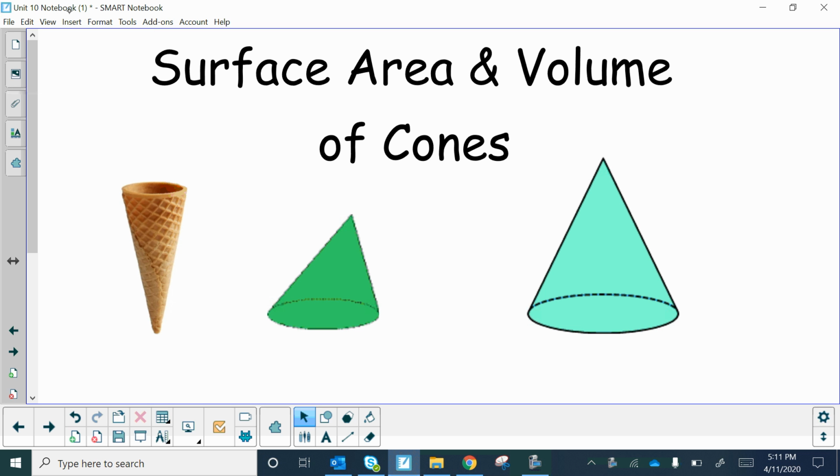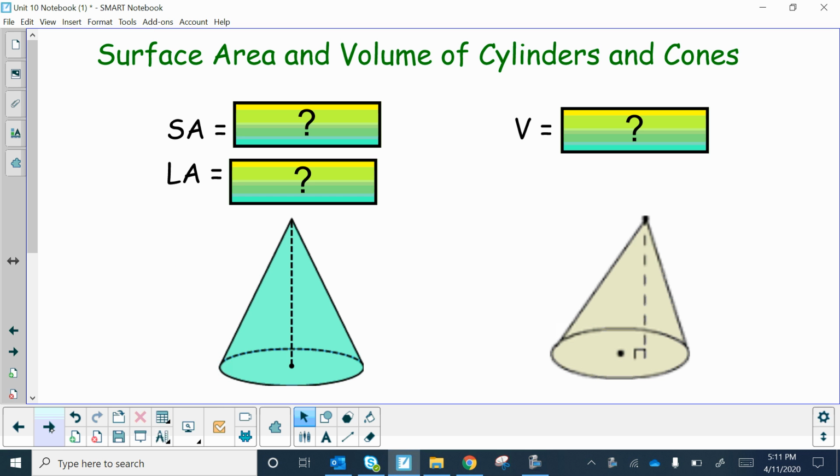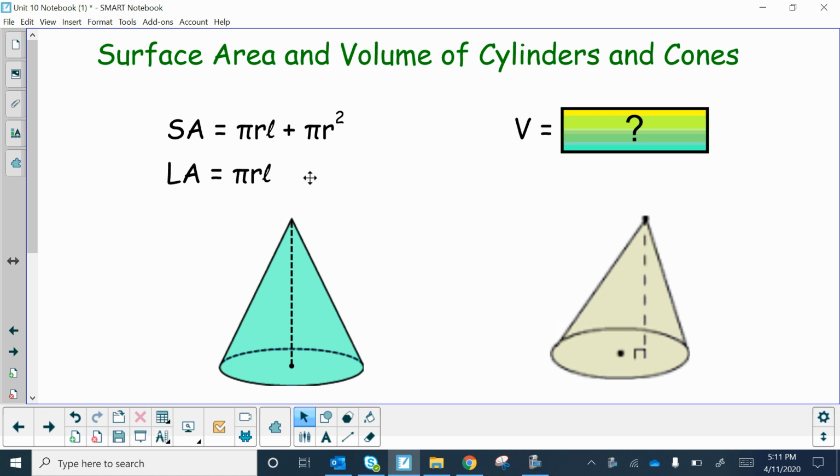All right, guys, this is going to be surface area and volume of cones. Here's our two formulas, or three, I should say, surface area and lateral area. Pi RL plus pi R squared, and then pi RL. Again, just kind of the similar situation as the pyramids. These two formulas are for right cones only.